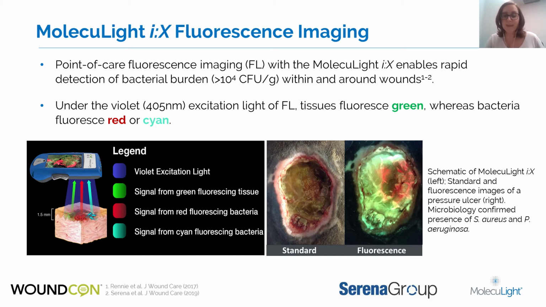You can see an example pressure ulcer image shown here, the standard image on the left, and then on the right you see regions of red and regions of this bright cyan, which almost appears a glowing white. And those regions were confirmed to be from Staph aureus. And then the cyan color is specific to Pseudomonas aeruginosa. So clinicians are able to determine that a wound has Pseudomonas when they see cyan at the point of care.